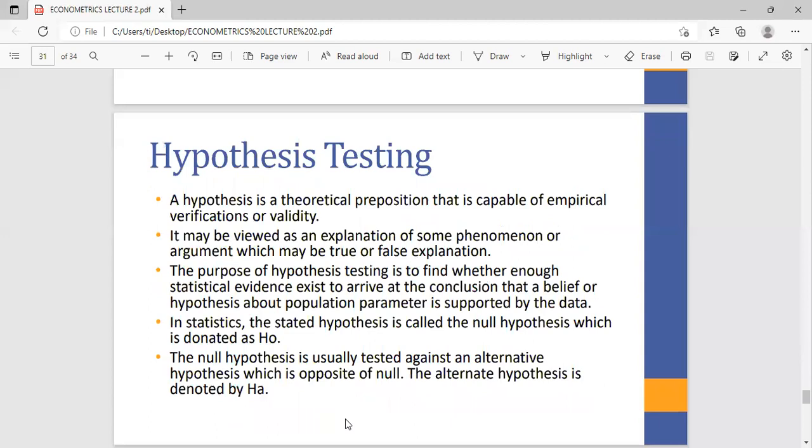Finally, hypothesis testing. A hypothesis is a theoretical proposition that is capable of empirical verification or validity. It may be viewed as an explanation of some phenomenon or argument which may be a true or false explanation. The purpose of hypothesis testing is to find whether enough statistical evidence exists to arrive at the conclusion that a belief or hypothesis about a population parameter is supported by the data or not. In statistics, the stated hypothesis is called the null hypothesis, which is denoted by H naught. The null hypothesis is usually tested against an alternate hypothesis, which is the opposite of null. This is called the alternate hypothesis, denoted by HA.